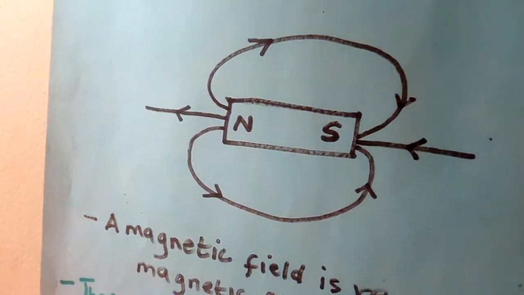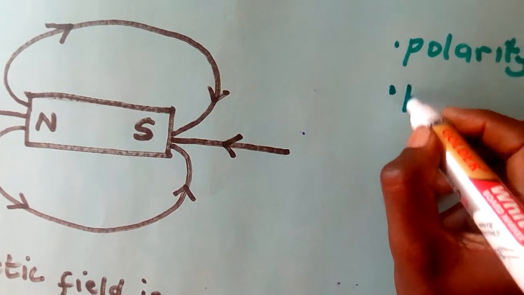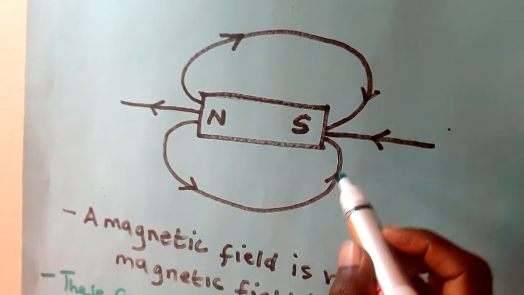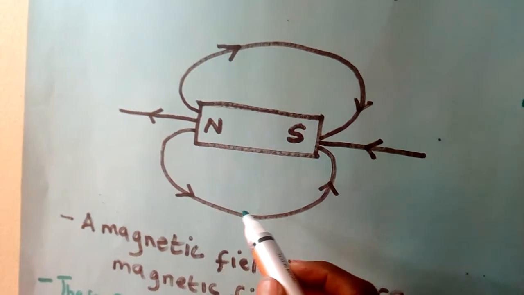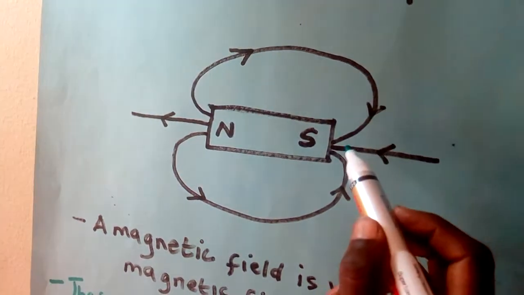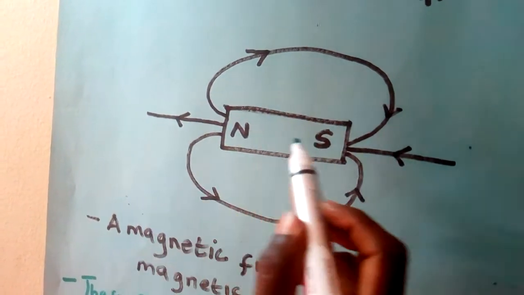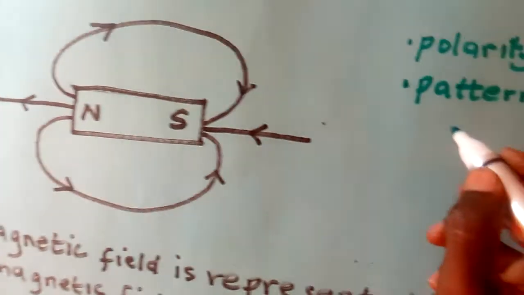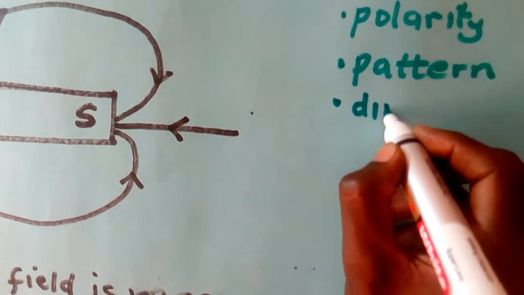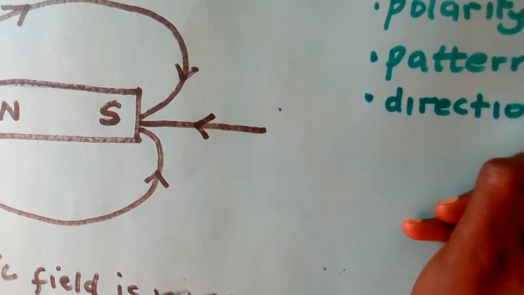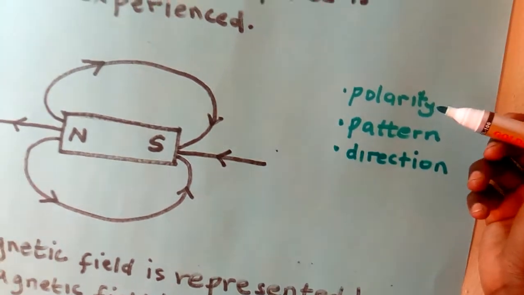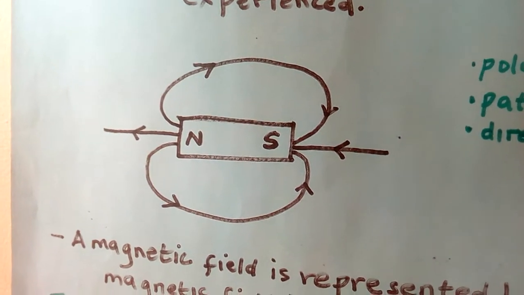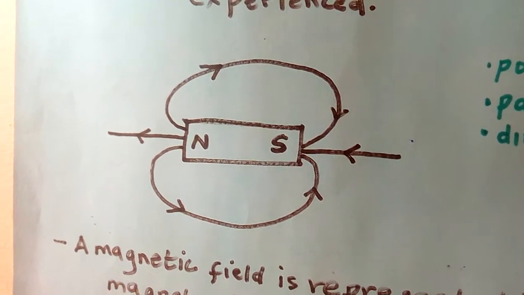Good. The next thing is the pattern. How the field lines are. Here we expect them to bend. And then in the middle, they are supposed to be straight. So the pattern. And then lastly, we are going to look at what? Direction. So your diagram should have all this, for you to get the correct marks that the examiner has decided to award.